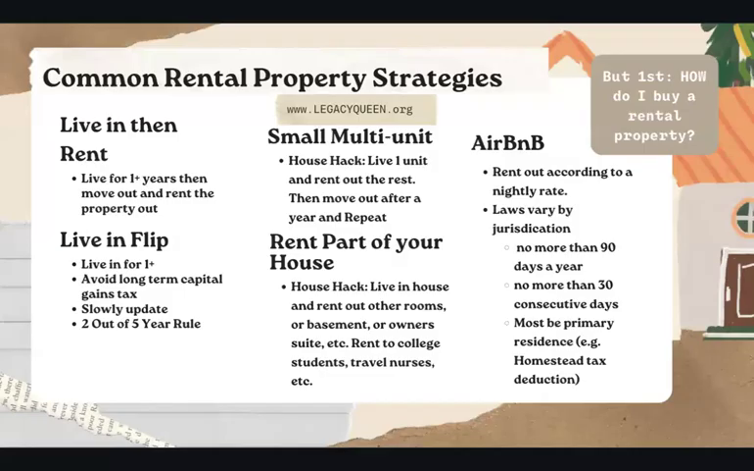You can slowly update it, and then you get to benefit from what's called the 2 out of 5 year rule. So one of my favorite strategies, you buy this property, you're living in it, you're fixing it up. It takes you 2 years to do it. There is an IRS rule that says that if you've lived in the property for at least 2 of the previous 5 years, then when you go to sell that property, you do not have to pay capital gains taxes on it. So you basically can pocket all of that equity without paying taxes on it.